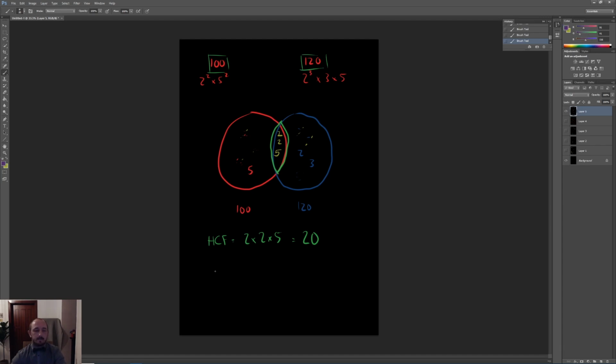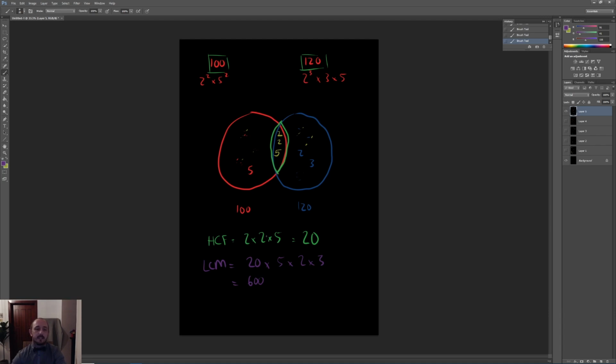The LCM is going to be all of the numbers multiplied together. So we've already done 2, 2, and 5, so let's use that. So we've done those 3 in the middle, and we just multiply that by whatever's left over. 5, 2, and a 3. That gives us 20 times 5 is 100, times 2 times 3 is 600.